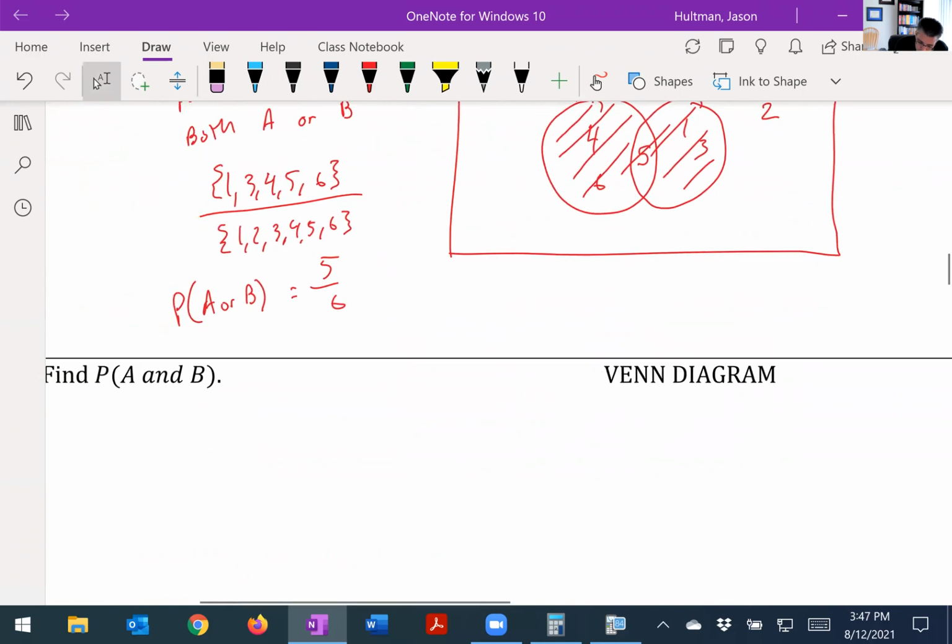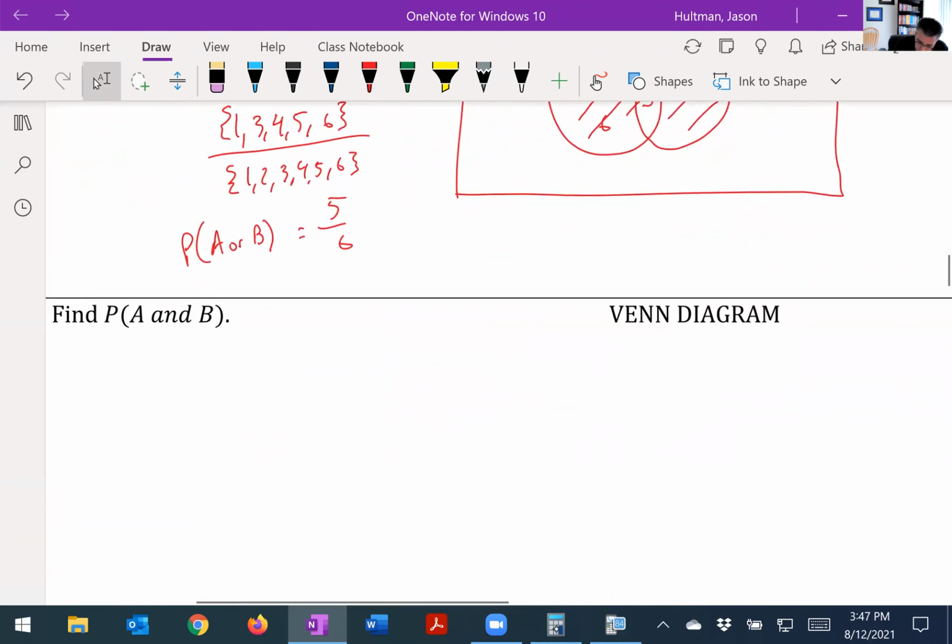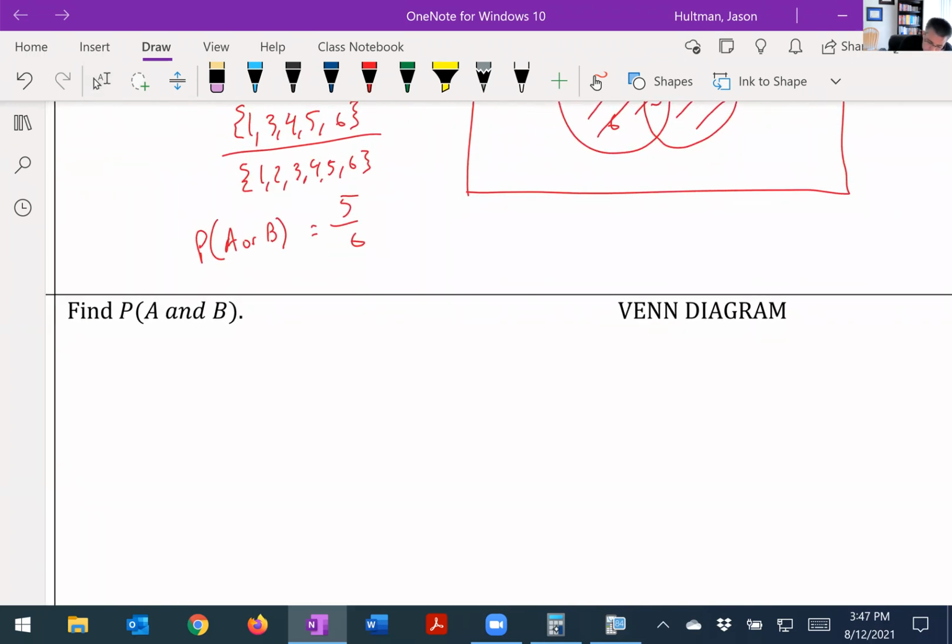Okay, what about the probability of A and B? A and B means that they both have to occur at the same time.